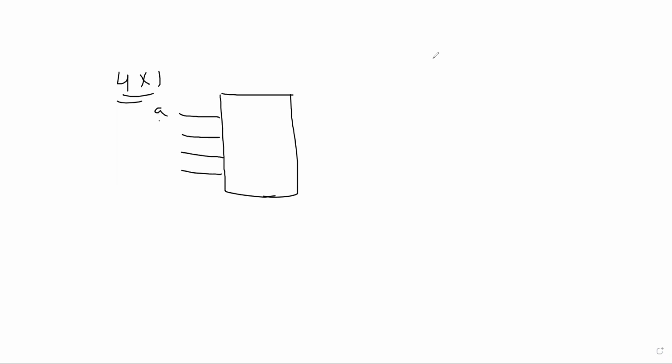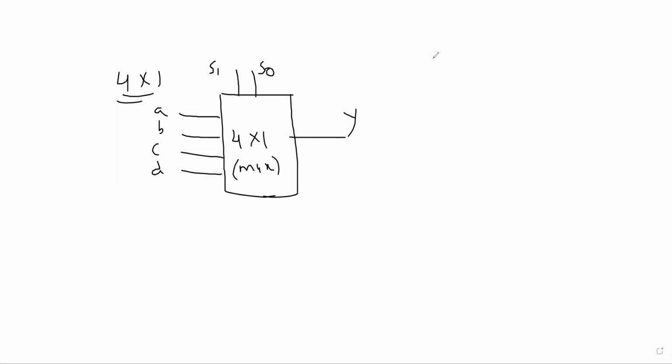Let us assume the inputs A, B, C, D. This is 4. Only one output. Once again, I am going to consider it is only one output, which is Y. This is my 4 by 1 multiplexer. How many selection lines? Two selection lines, S1 and S0.